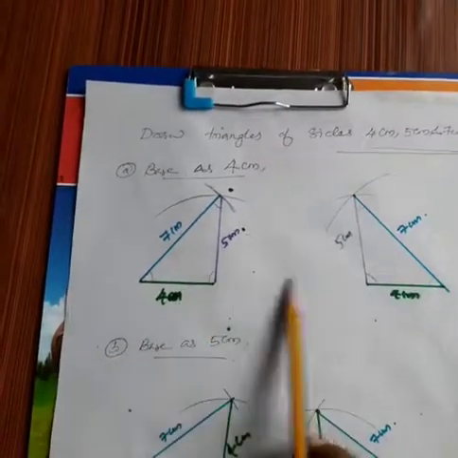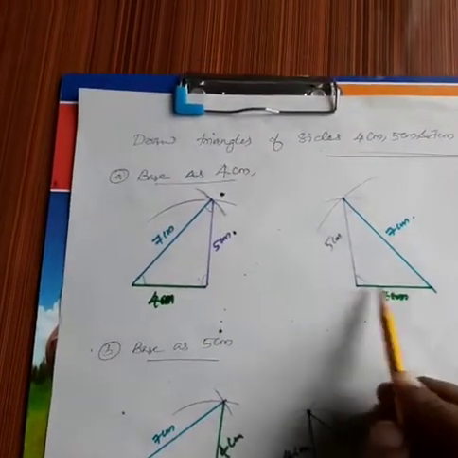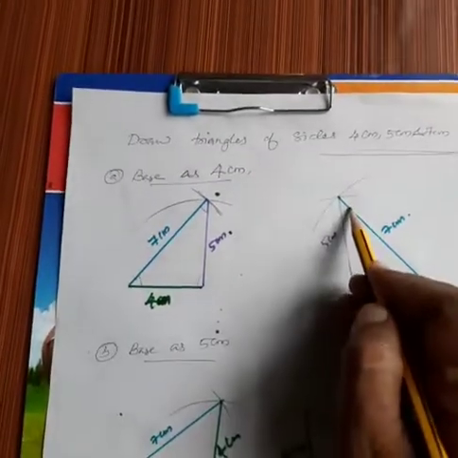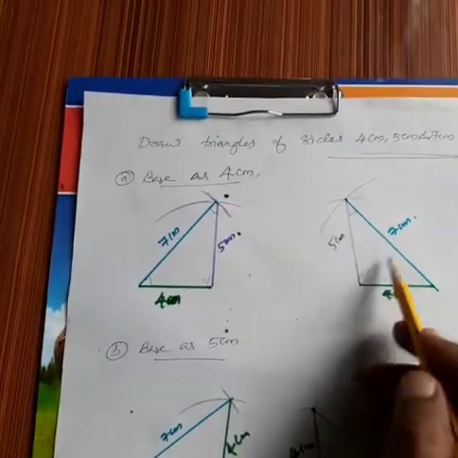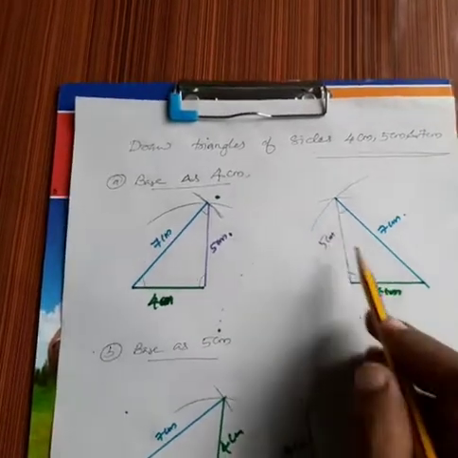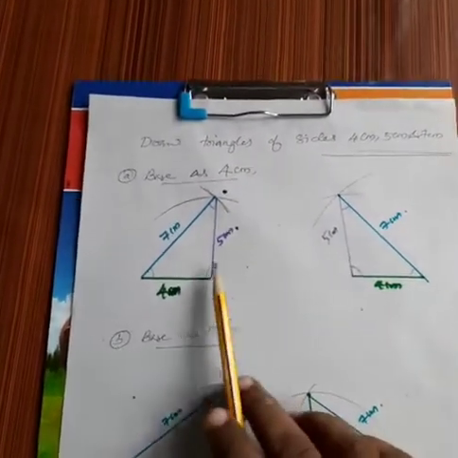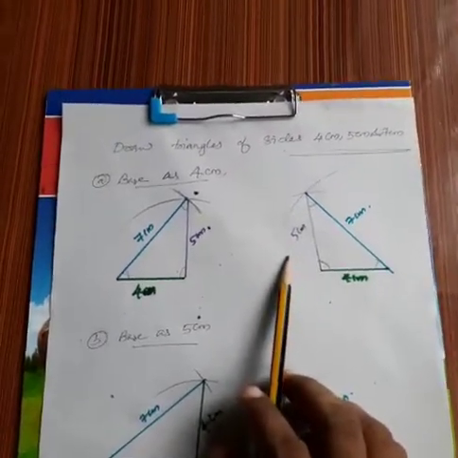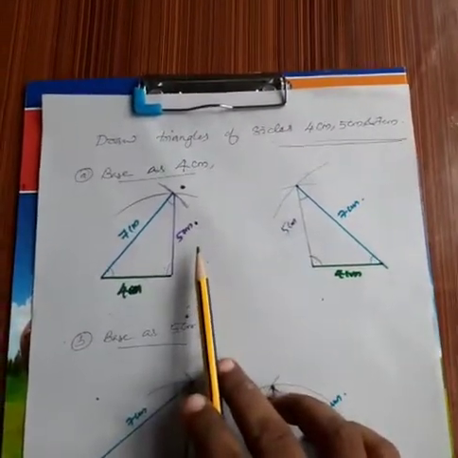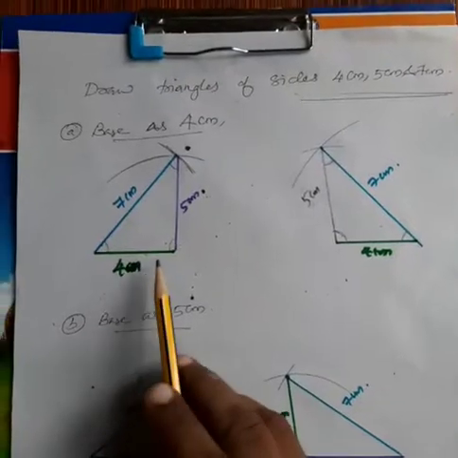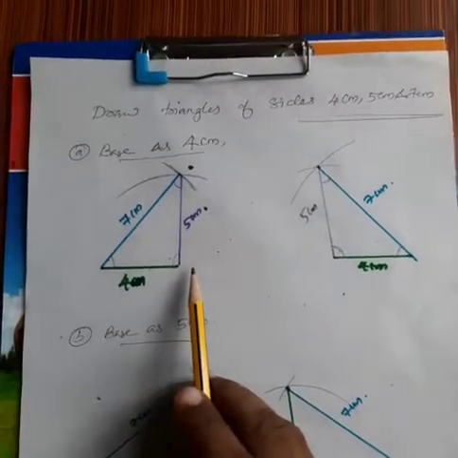If the pairs are equal, the opposite angle of 4 cm is this angle, the opposite of 7 cm is here, and the opposite of 5 cm angle is here. That means if the pairs of sides are equal, the opposite angles are also equal. That will be shown in the next video.